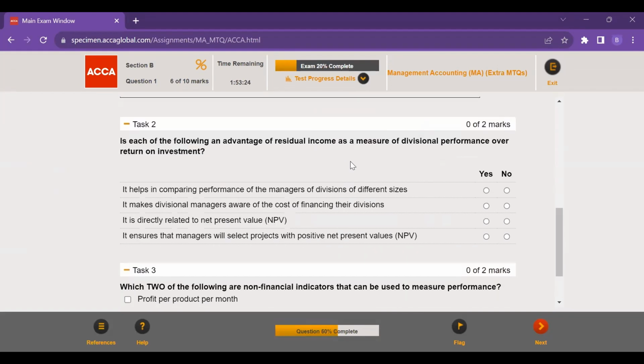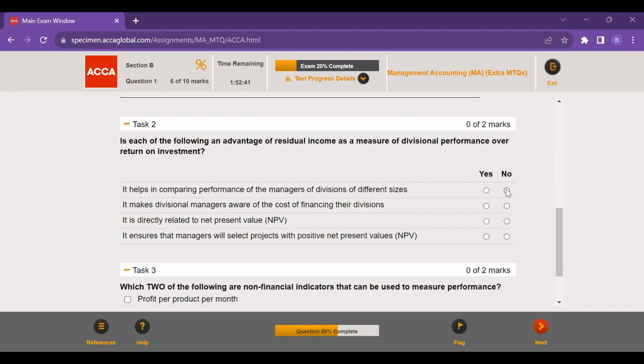So task 2 says, is each of the following an advantage of residual income as a measure of divisional performance over the return on investment? So let's read the statements one by one. It helps in comparing performance of the managers of divisions of different sizes. So what will happen over here is we have to select no, because residual income only looks at how much is the income that is remaining, but it does not take into account how much your initial investment is that you have taken, right? So that is why this statement has got to be no.